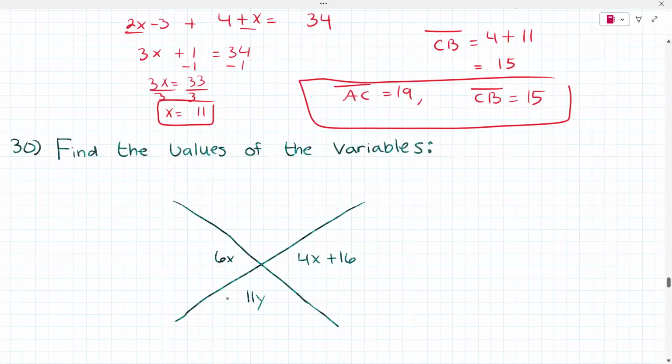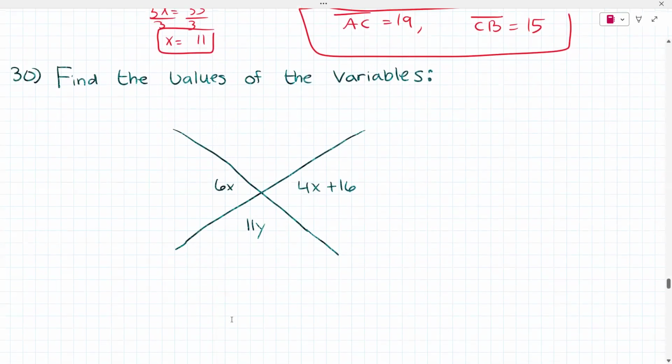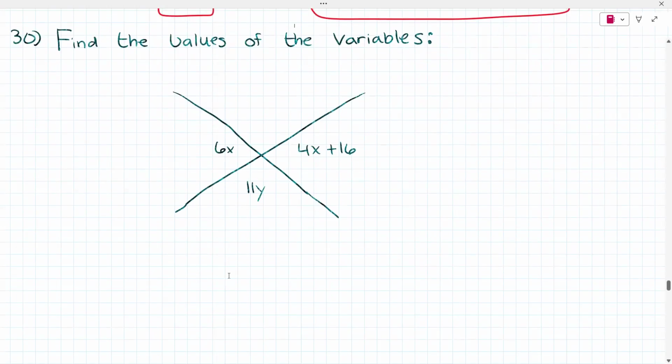On that one, so number 30. 30 says find the values of the variables, and we have this mess. Well, what do we know about this mess? We know that these two angles are congruent because they're vertical. And maybe we can set up an equation already. So we can say 6x equals 4x plus 16. And what else do we know? We also know that this angle here is congruent with this because they're also vertical angles. So this is going to be 11y.